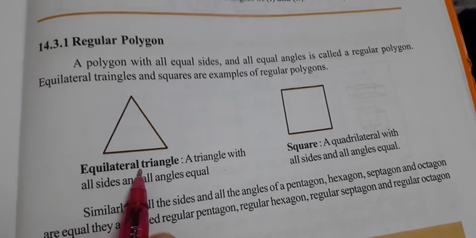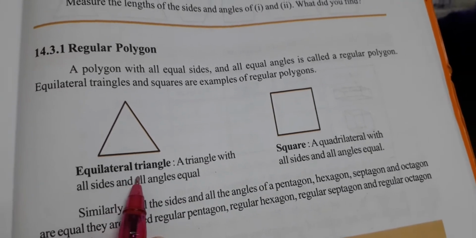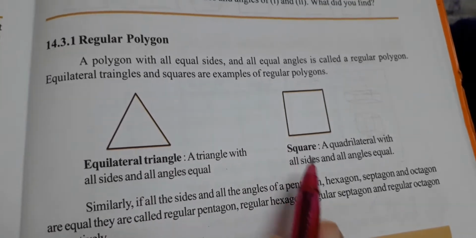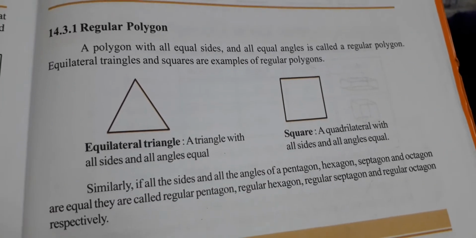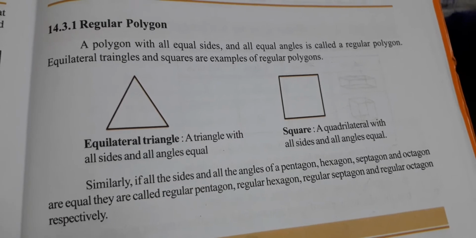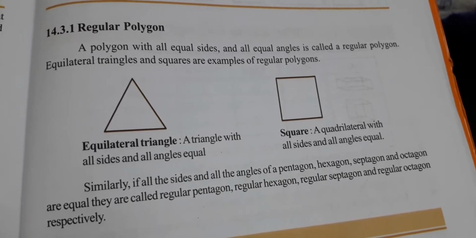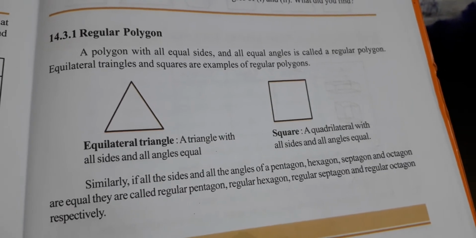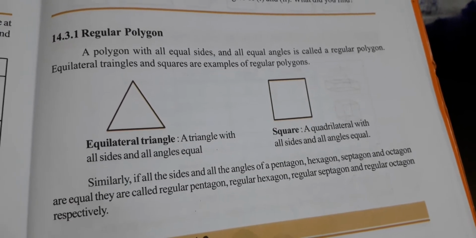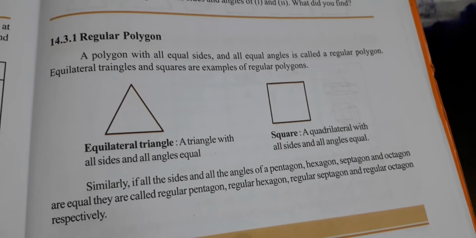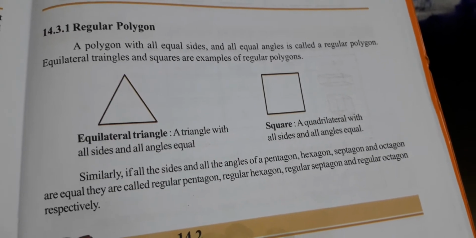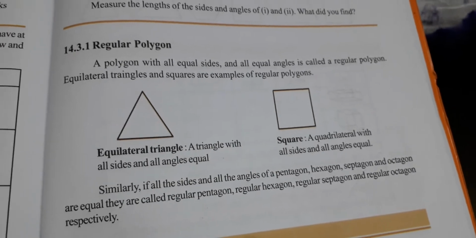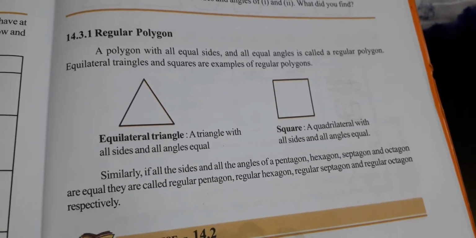See, equilateral triangle. That is a regular polygon. Square is a regular polygon. Okay, so whenever all the sides and angles are equal, then pentagon, hexagon, septagon, octagon are all called regular pentagon, regular hexagon, regular septagon and regular octagon. So that means what and what should be same?